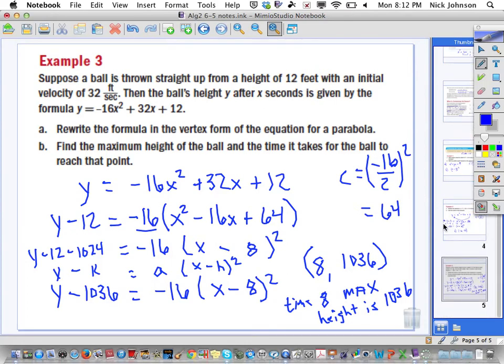That's all I have for you today. Please pay attention to this one part right here with your c, a negative 16 times 64, okay, to get your answer.